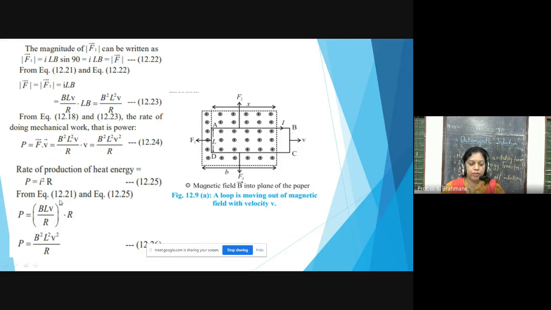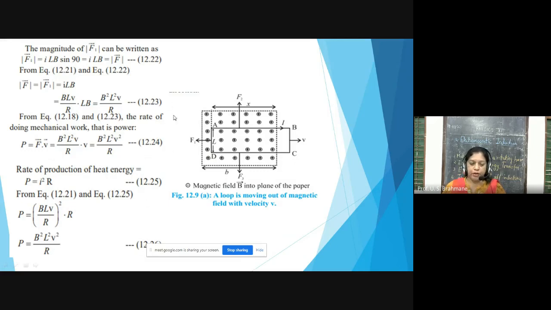I square. Now where is I? This I we have seen initially that I is BLV upon R. So I square times R. If we just multiply, P is equal to B square L square V square upon R. So you can see that from this equation, the rate of doing mechanical work, that is power, F dot V, we have got P equal to B square L square V square upon R. And from equation 12.26 also, P is equal to B square L square V square upon R. So both these equations are equal.